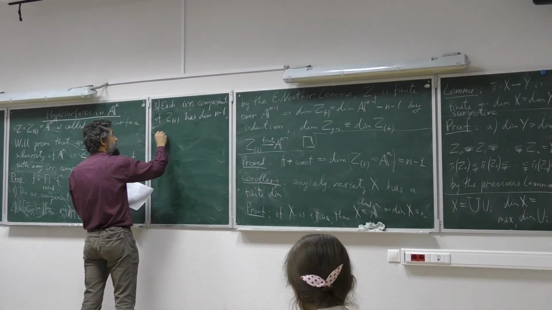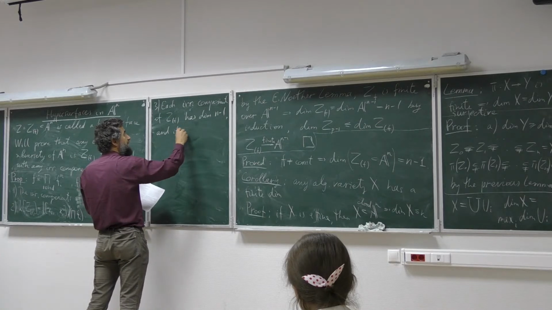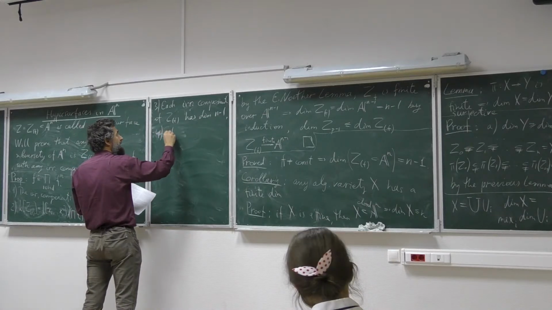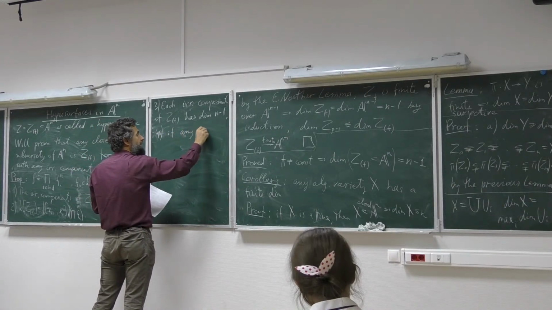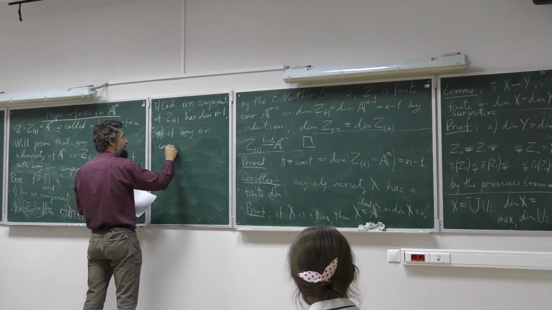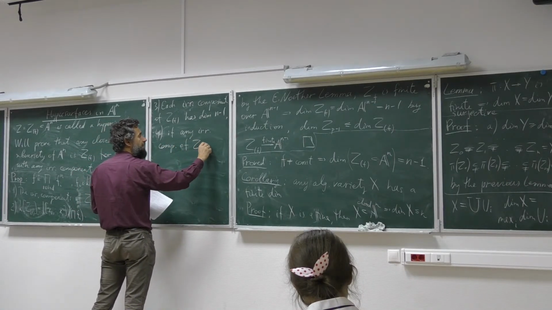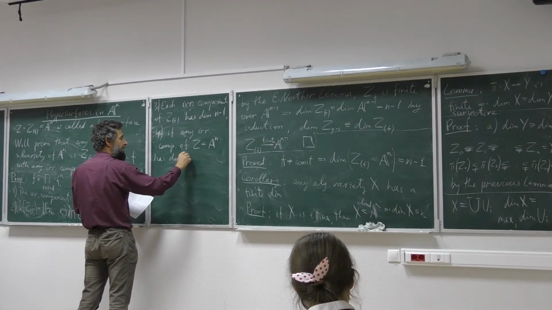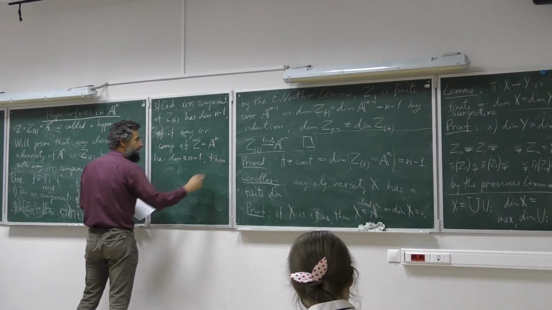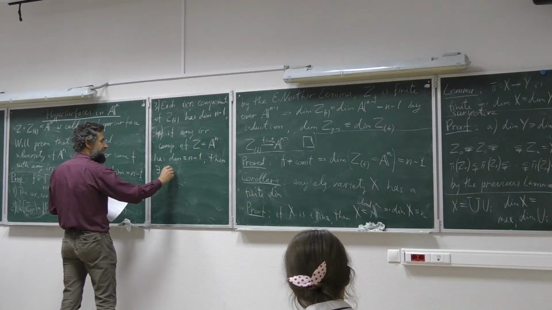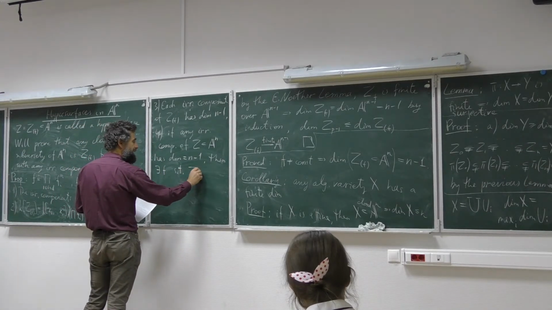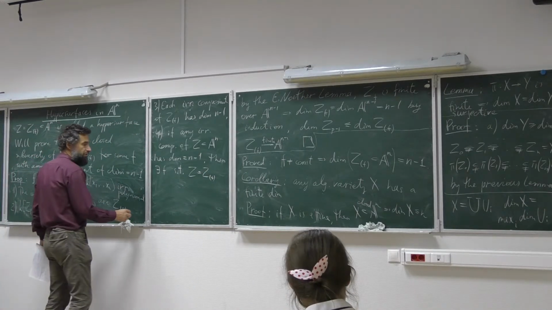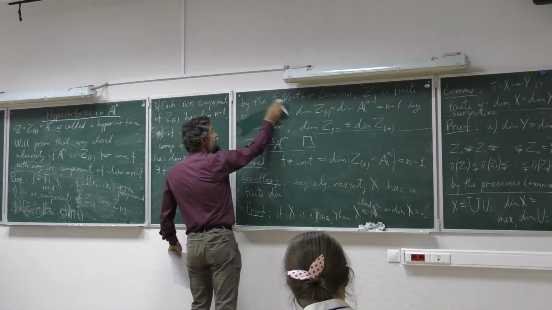And maybe the last point is that if any irreducible component of Z has dimension n-1, then there is f such that Z equals ZF. Okay, so let's prove this proposition.